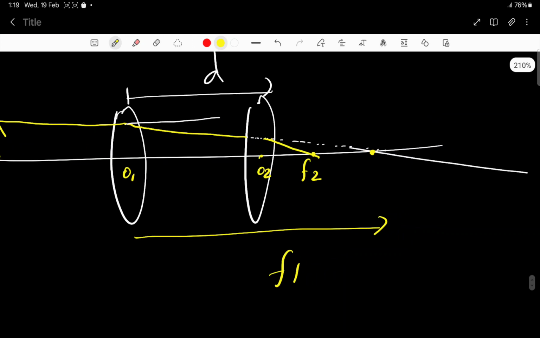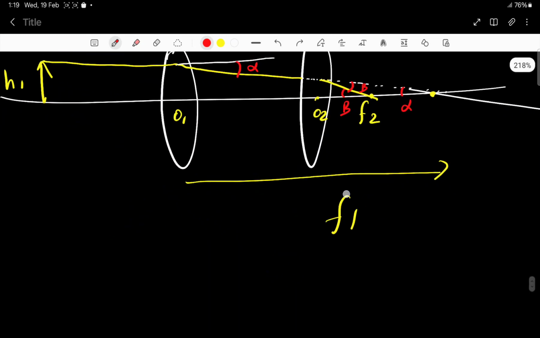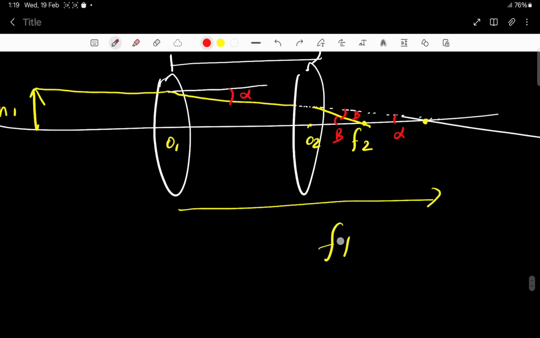Let me consider these angles as alpha. If it's alpha, this should be alpha also. Similarly, we can consider this angle as beta. If this angle is beta, this angle can also be assumed as beta. I told you very clearly, because here the degree of convergence is very small near the lens, we can assume these light rays are still parallel to the principal axis at this location. Now we can make use of this idea.